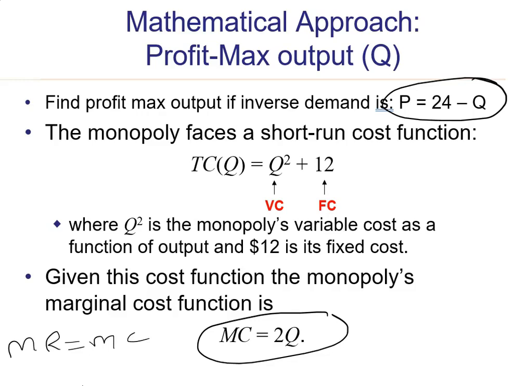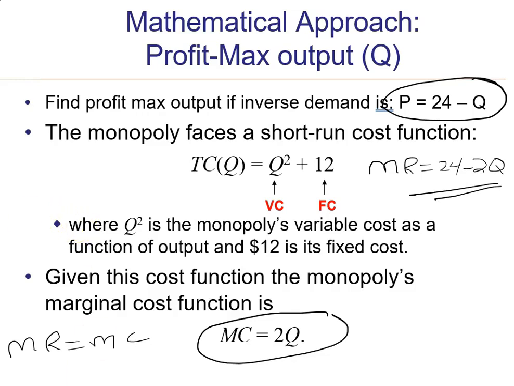The second thing you need to know is how to construct an MR from this expression. Well, MR is going to have the same intercept, 24, and the slope is going to be twice as steep. So this is a -1 slope, so the MR expression will be 24 minus 2Q. So there's our MR. Here's our MC. We need to set these two equal to find the profit maximizing output. And that's what we do on the next page.